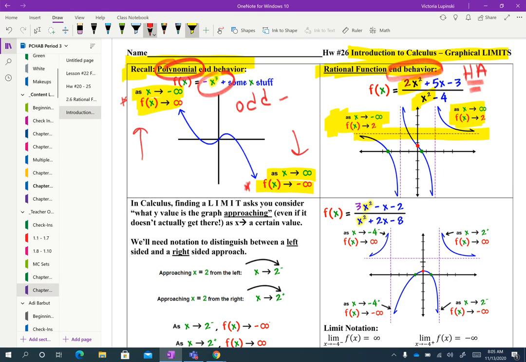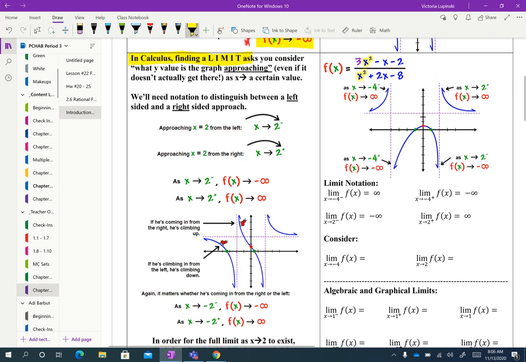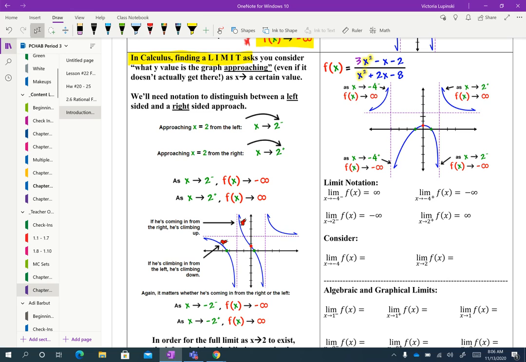So in calculus, when they ask you to find a limit, and again, you probably have heard that word before, what they're asking you is what y value is the graph approaching, even if you don't actually get there as x goes to a certain value. So everything about a limit is what y value is the graph approaching as x goes to some number. And again, you don't actually have to get there in order for the limit to exist, as long as you're approaching it all the way up to getting closer and closer and closer.